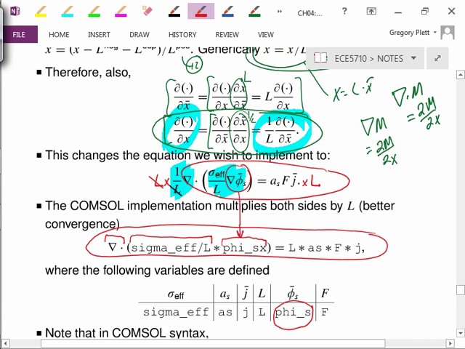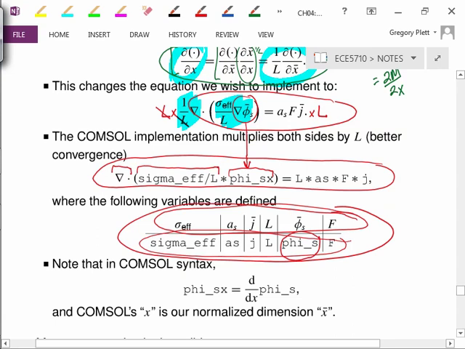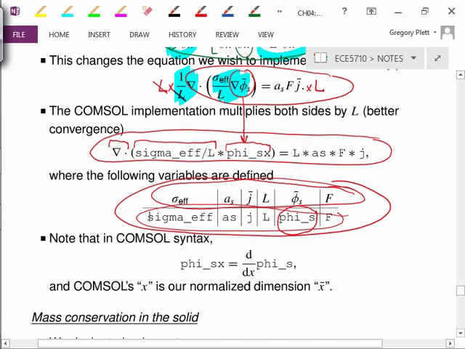And then on the right-hand side, I have L times AS times F times J, where we define in the interface variables and typeset those in a fixed Courier font to show these are what you actually type in COMSOL. So this is what we type, but in our equations, they look like this. So that's equation number 1.